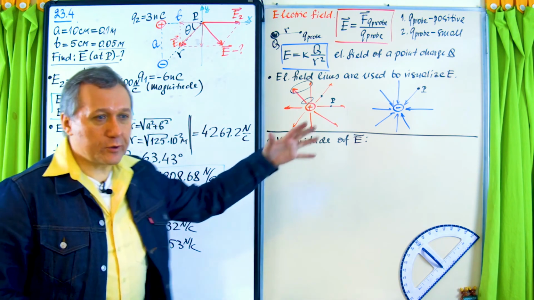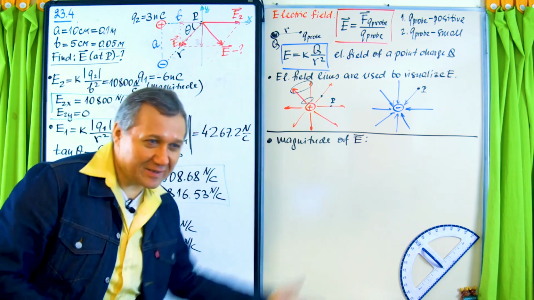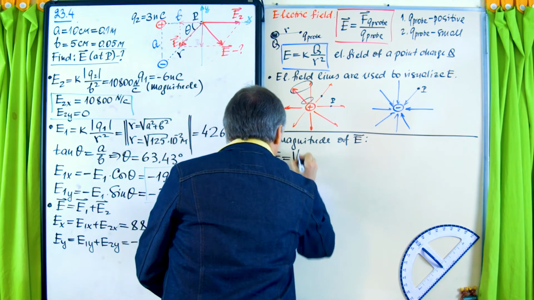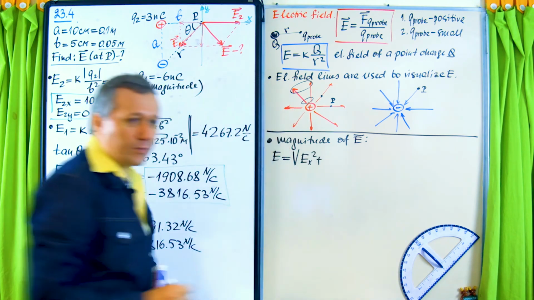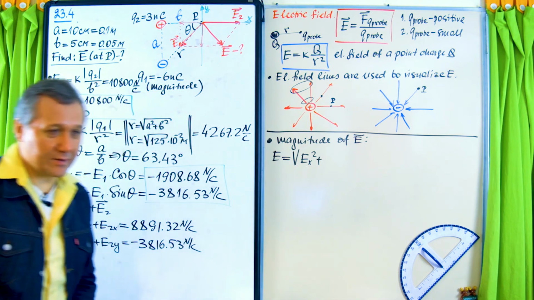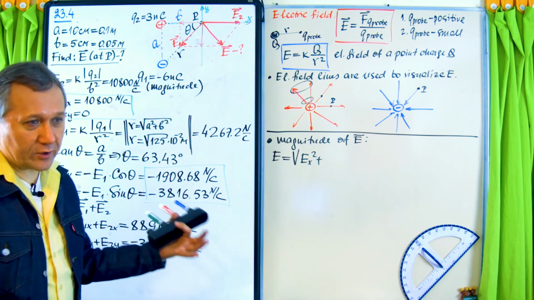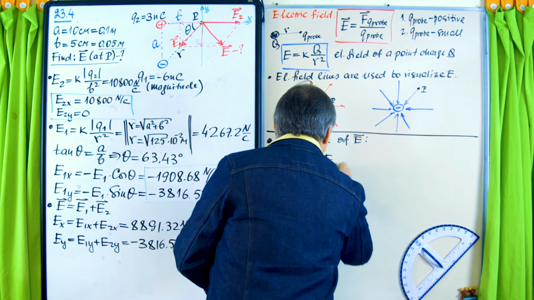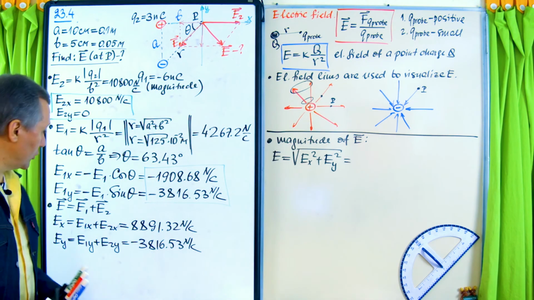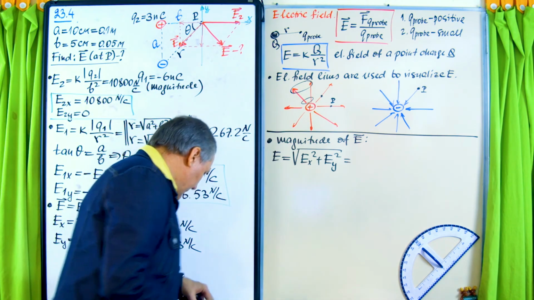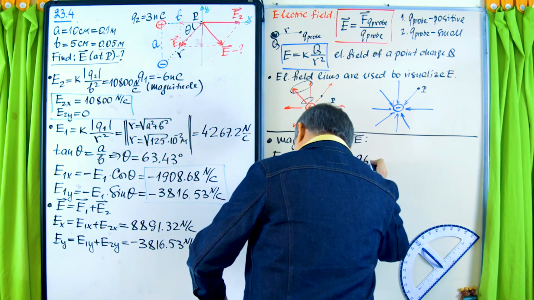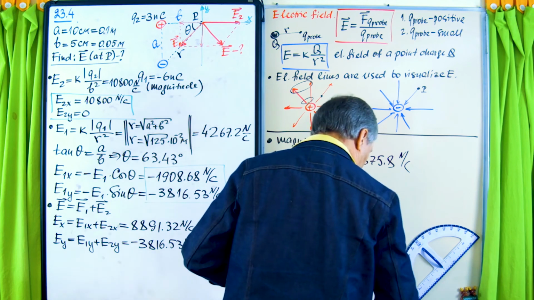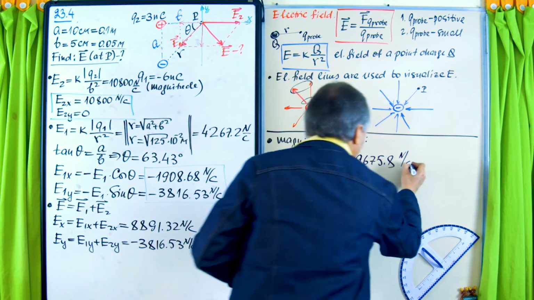I'm not going to redraw a picture. You remember from the previous recitation class, we did exactly the same, but for the force. Of course, the magnitude of E is the square root of the square of the x component plus the square of the y component. Basically, we apply the Pythagorean theorem, because components Ex and Ey are just sides of a triangle. Again, I'm not going to plug numbers. I will just look at the answer. It will be 9,675.8. Okay, the last line, and we'll call it a day.